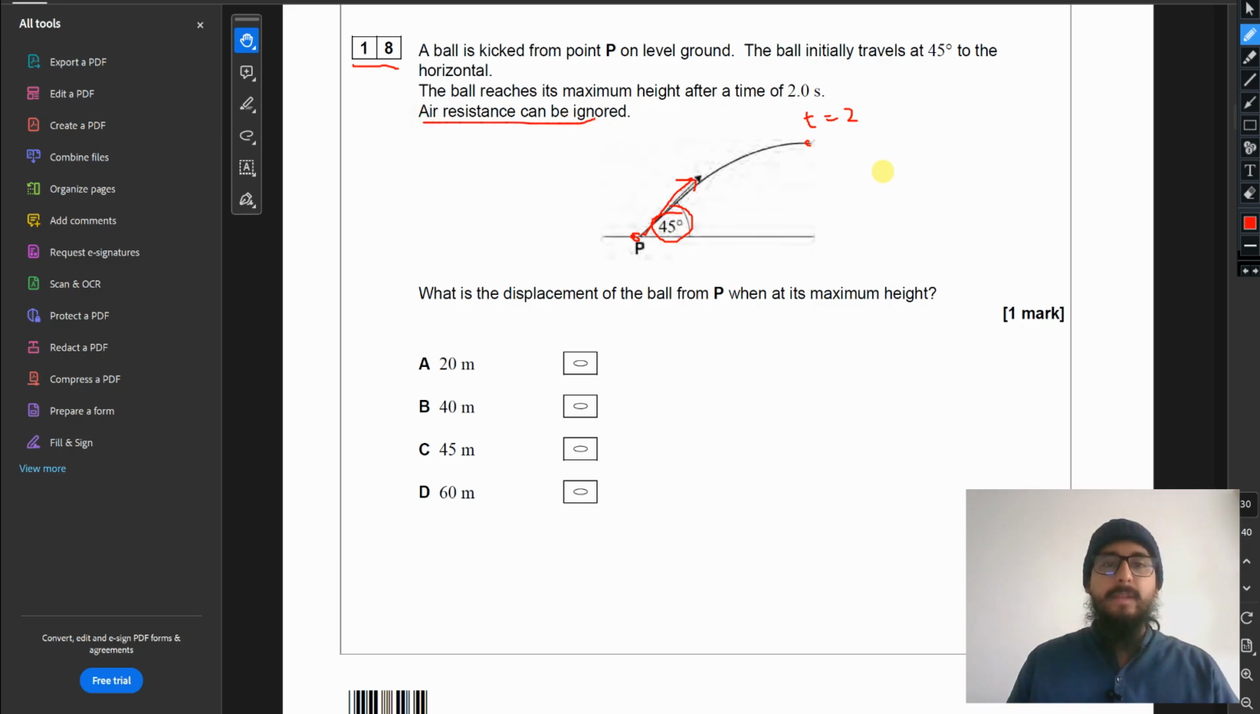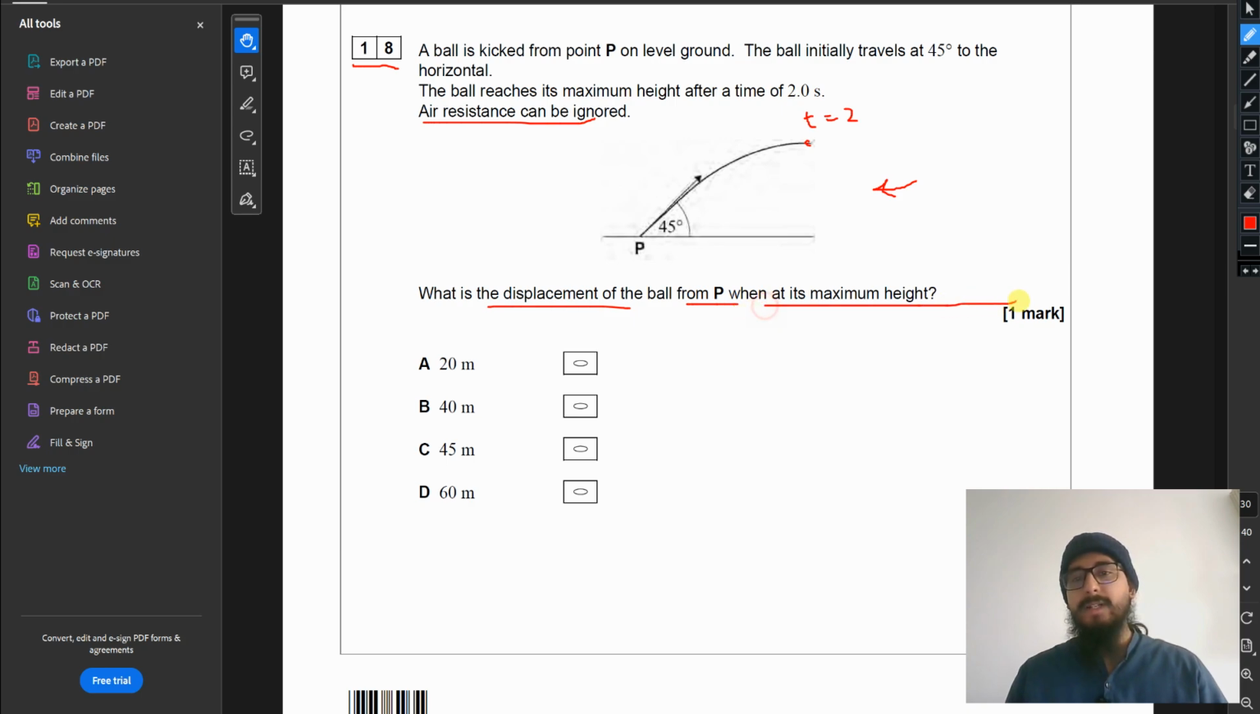Air resistance can be ignored, so it means there is nothing that can retard the horizontal motion. So horizontal motion will be at constant velocity, right? So we do not have to worry about the horizontal component. Now they are asking us what is the displacement of the ball from point P until when it reaches the maximum height. So from point P to its maximum height, which means this distance. This is delta S in this case.